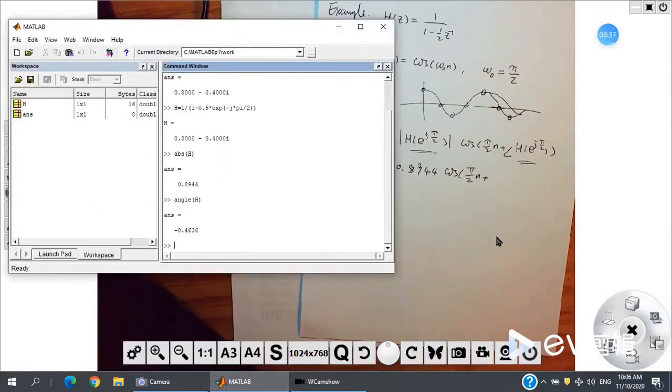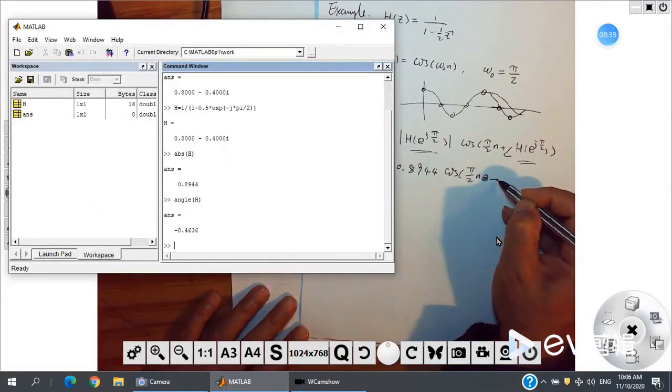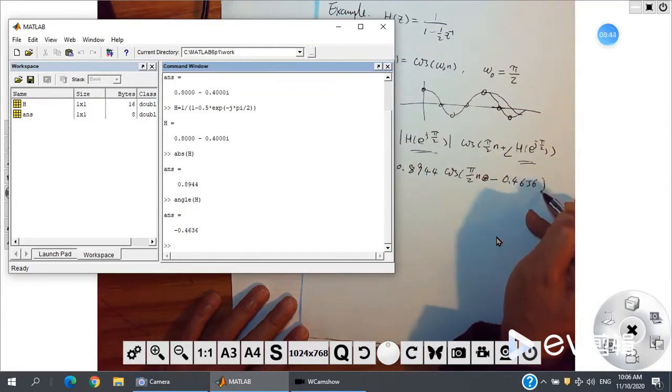Okay, now the phase angle is minus 0.4636. So y of n should be this one.